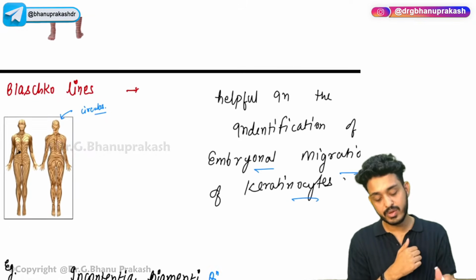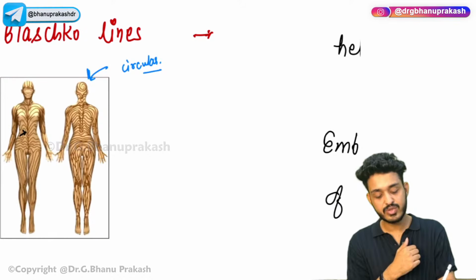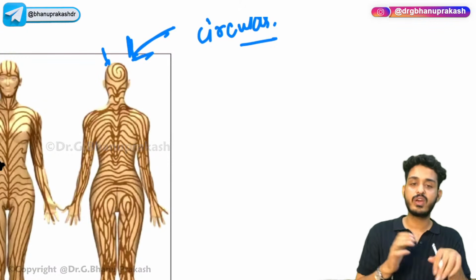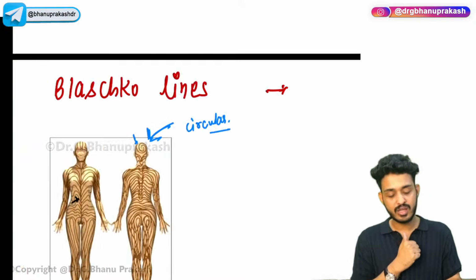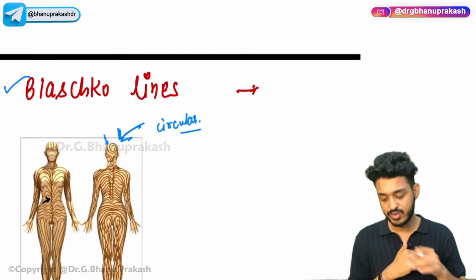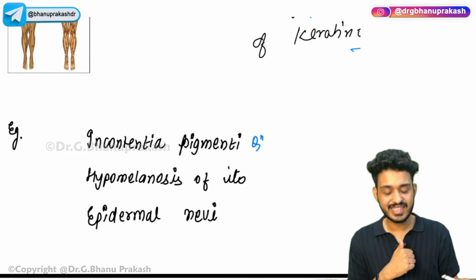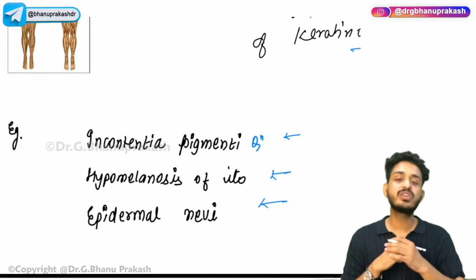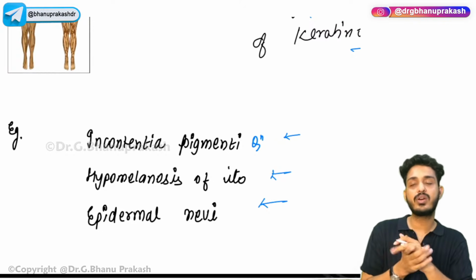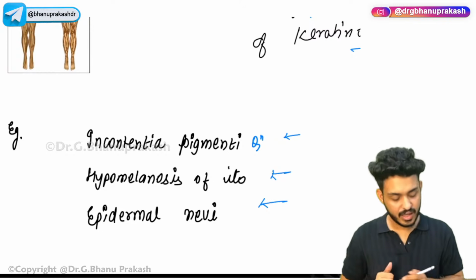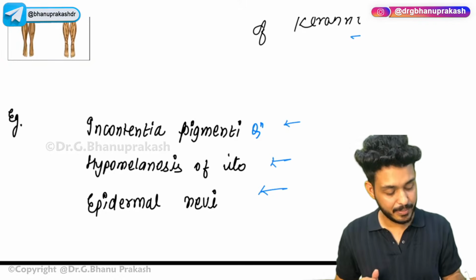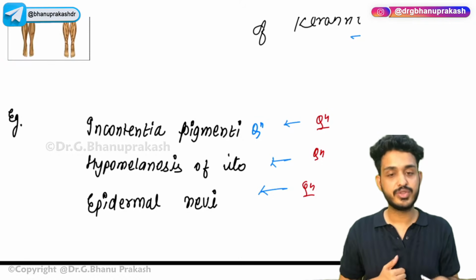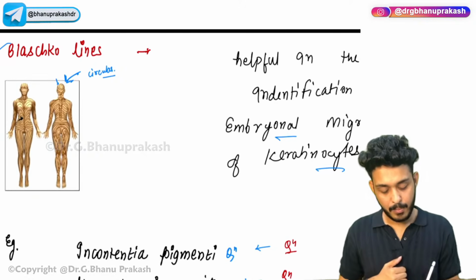Not so important, but you have to remember the image. They are asking questions based on the image. So whenever you are finding, just look at this particular head structure. If you are finding something circular, your answer will be Blaschko's line. What are the examples? You will be finding these lines in these three particular things. First one is your incontinentia pigmenti, second is your hypomelanosis of Ito, and third one is your epidermal nevi. These three are important ones. They have asked questions based on this previously. So these are the Blaschko's lines.